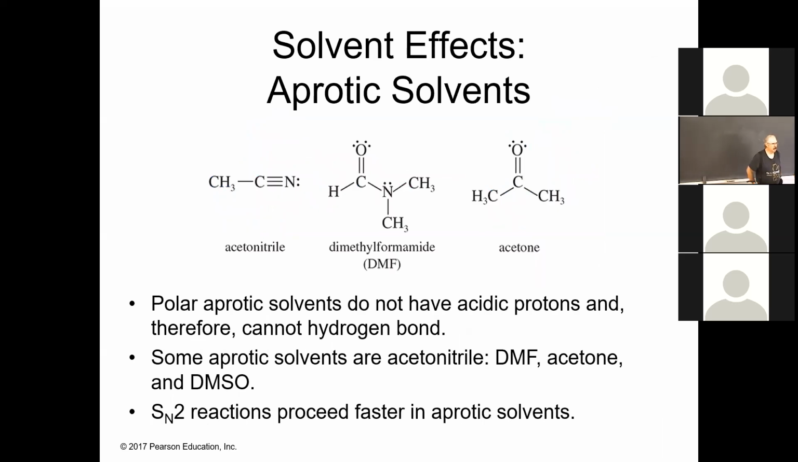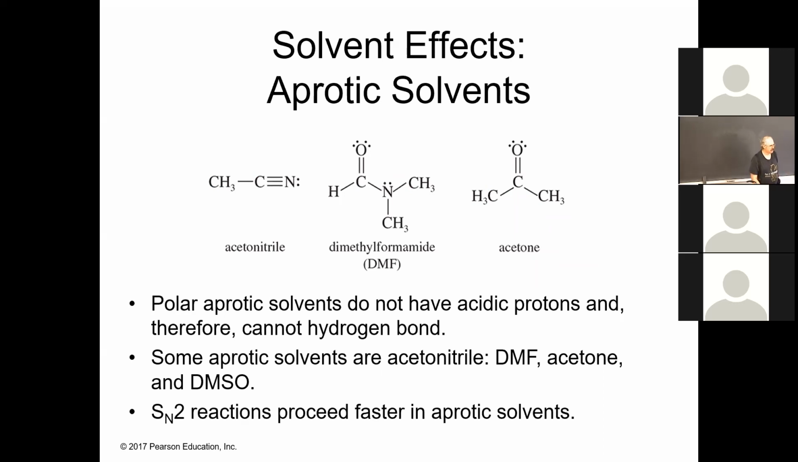One of the ways that you can avoid the effect of solvation is to use a polar aprotic solvent. Polar aprotic solvents do not have acidic hydrogens and therefore cannot hydrogen bond. They can accept hydrogen bonds, but they can't donate hydrogen bonds.